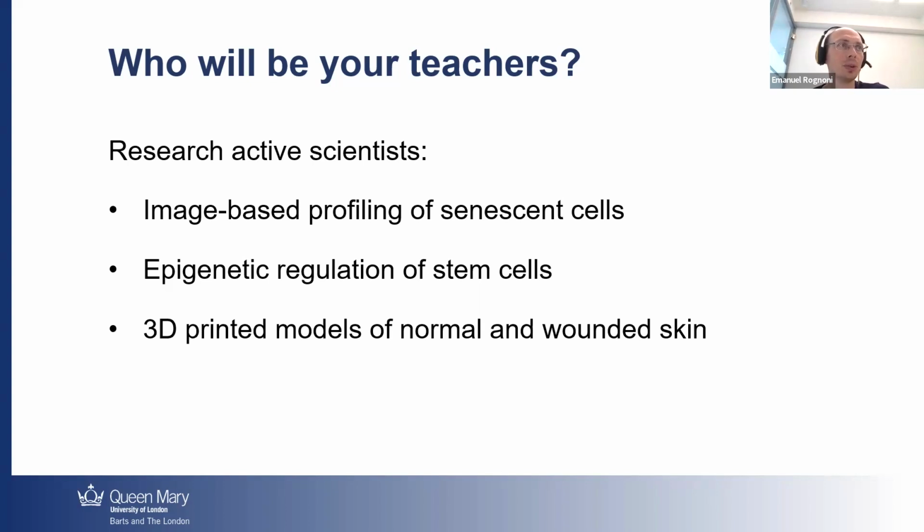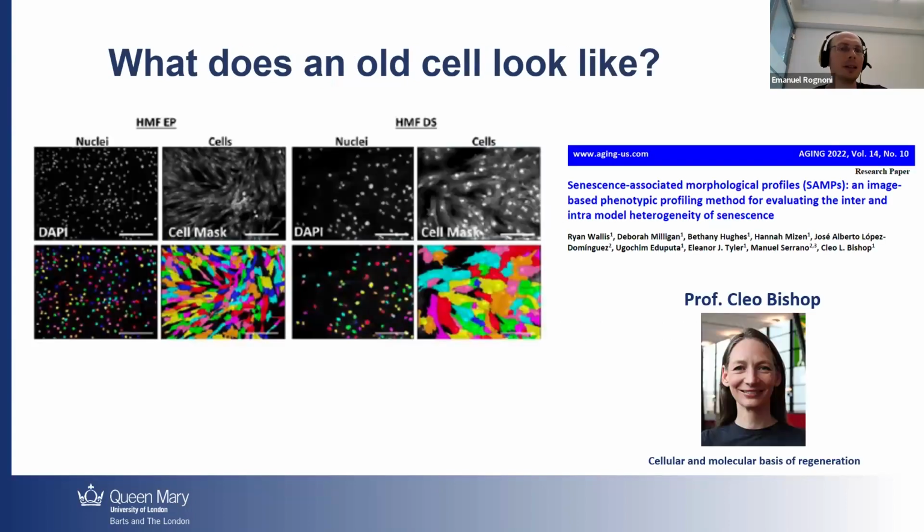And I want to just pick 3 examples of module leads from different lecture modules and showcase a bit of their research. On the one hand, we have Cleo Bishop, who's leading one of the modules in term 1, and her research focuses on how cells age, and specifically looking into the molecular mechanisms of cellular senescence, which is a specific cell state where cells are not actively dividing anymore, but are highly influencing their surrounding tissue.